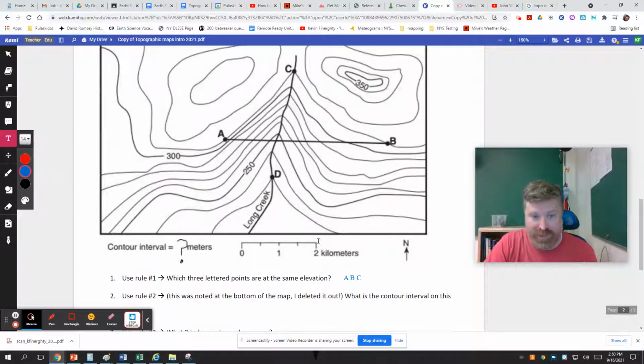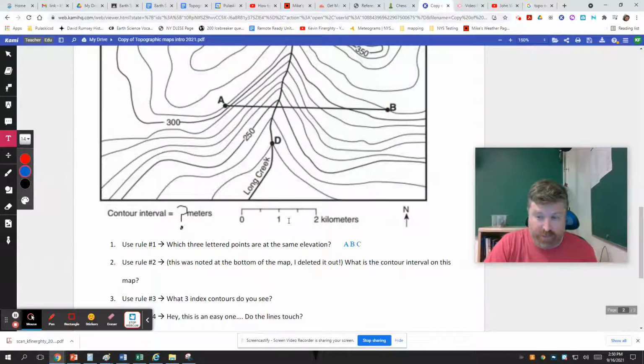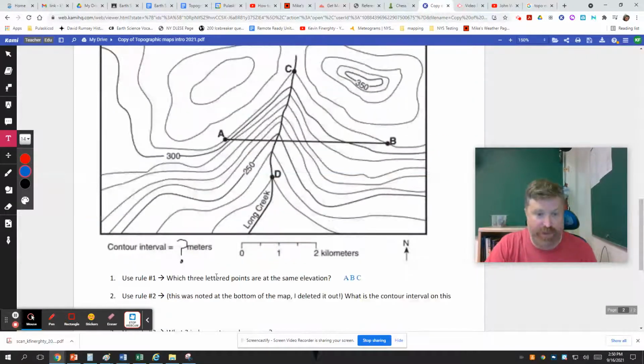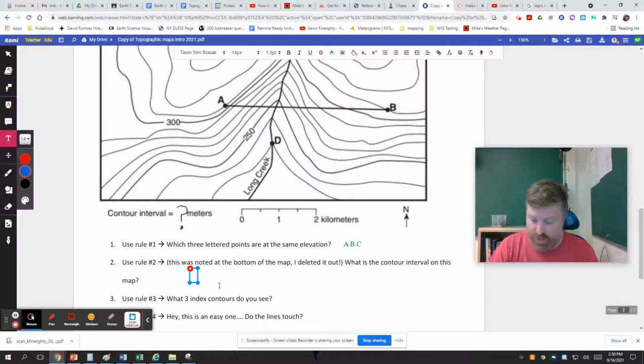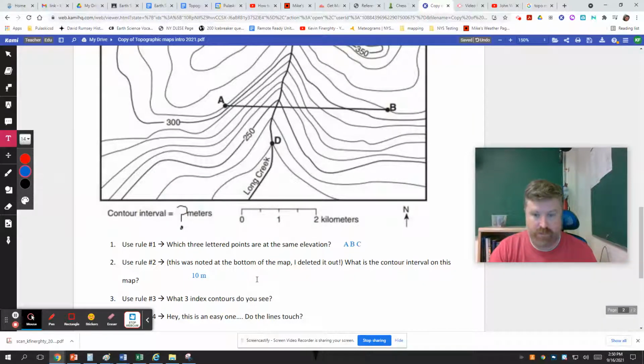However works for you, but that's what contour interval is. That's kind of the most vocabby thing I think that we're going to have here. What is the contour interval? In this case, 10 meters. Now, on many maps, not all, that'll be printed right there, and that will be helpful. That's not all of them. Sometimes you got to figure it out.